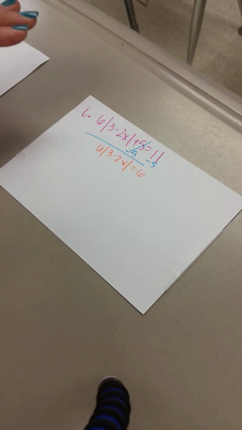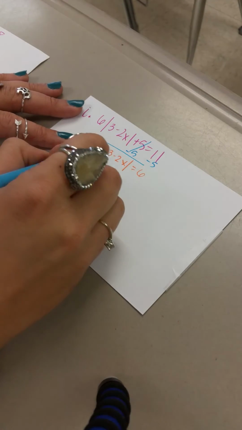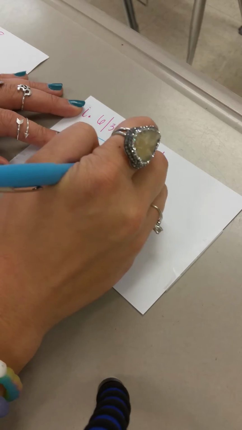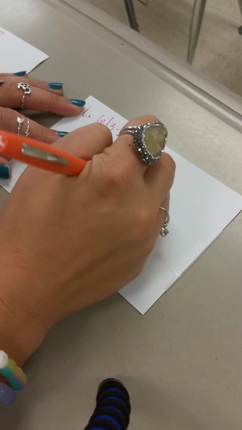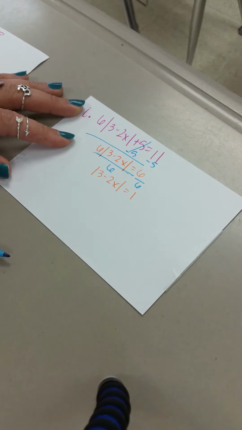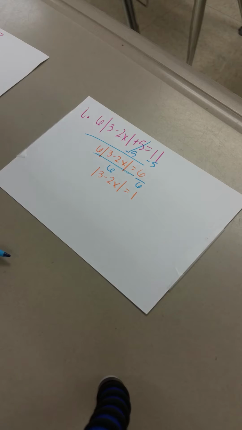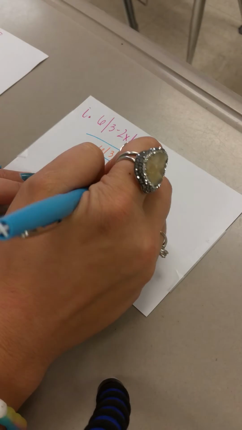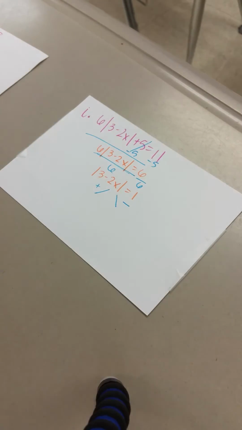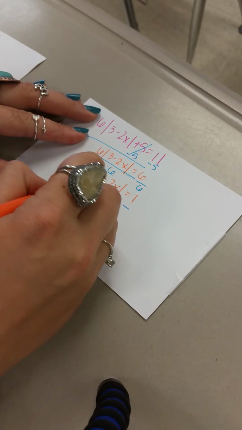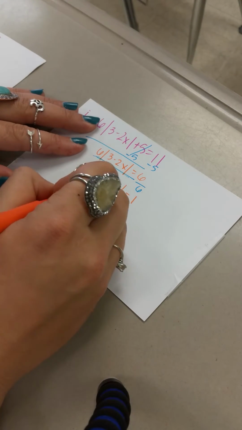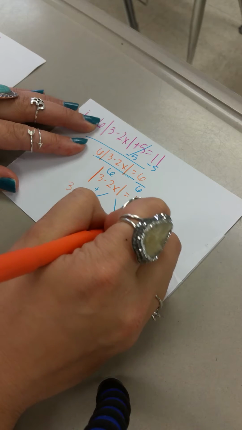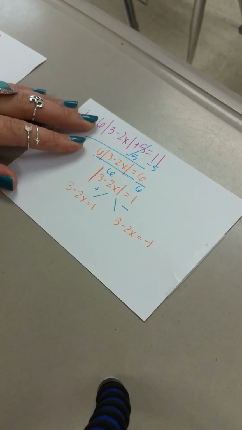From there, our absolute value is still not alone. We can't distribute this because it's not parentheses. So we divide both sides by 6. Now, our absolute value is completely alone. Each time we do absolute value, we have a positive and a negative answer. We have 3, and remember, these are absolute value signs, not a 13, they're not a 1. So it's 3 minus 2x equals 1, and 3 minus 2x equals -1.